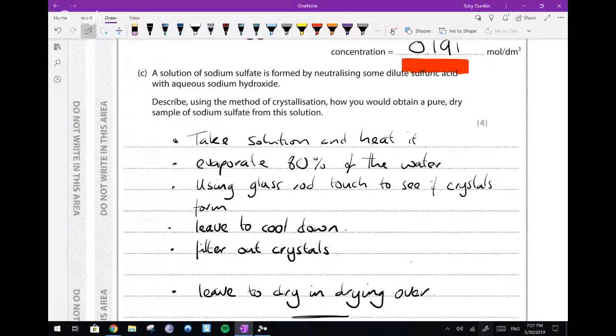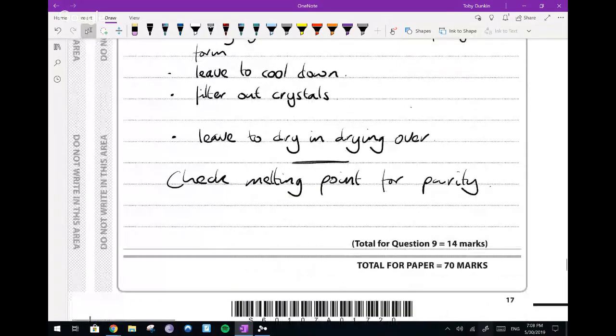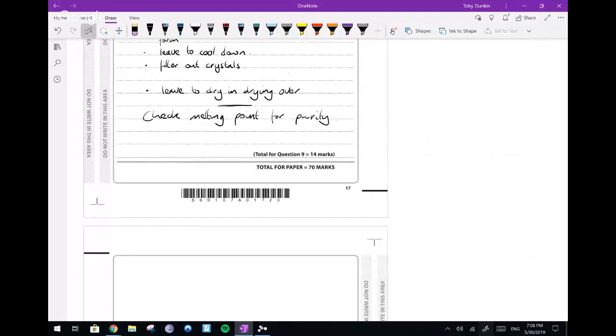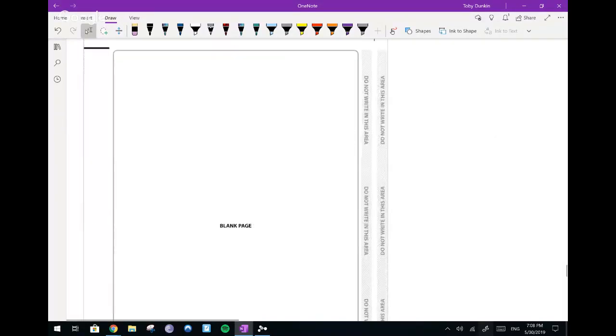Take the solution and heat it. Evaporate 80% of the water. Use a glass rod, touch it to see if crystals form. Leave to cool down, filter out crystals. Leave to dry in a drying oven. Check melting point for purity. If they ask you to check the purity, then you're always doing a melting point. If you're doing it with a liquid, it's its boiling point.